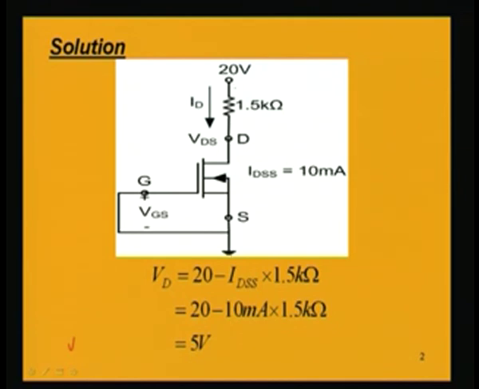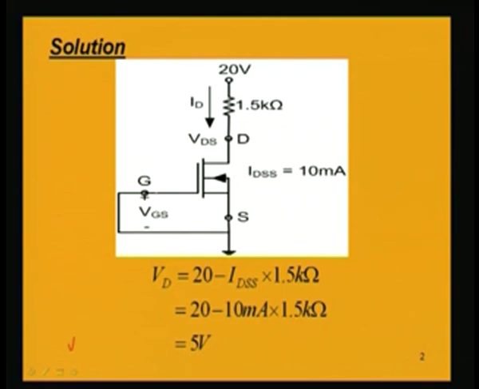So, we will be applying Kirchhoff's voltage law in the loop from the end of the 20 volt supply voltage. If we travel downwards to ground, because it will be completing one loop starting from here to ground, and traveling along this path we apply Kirchhoff's voltage law, it will be 20 volt minus ID into 1.5 kilo ohm minus VDS is equal to 0.